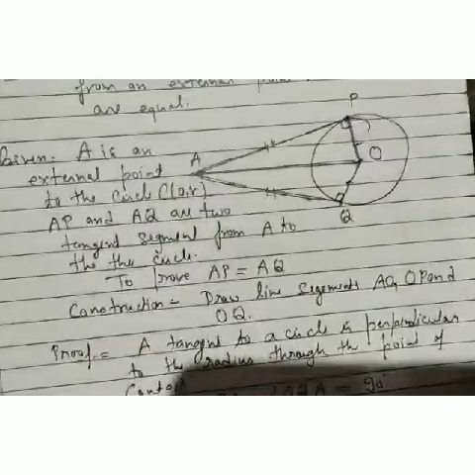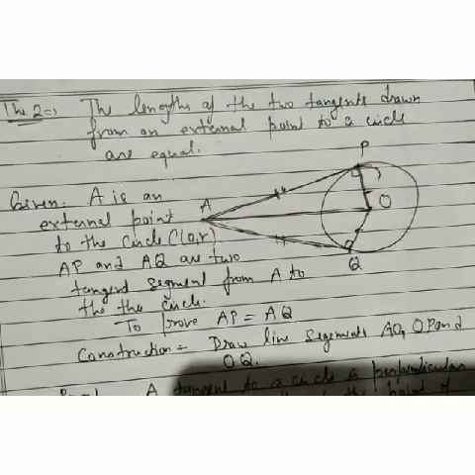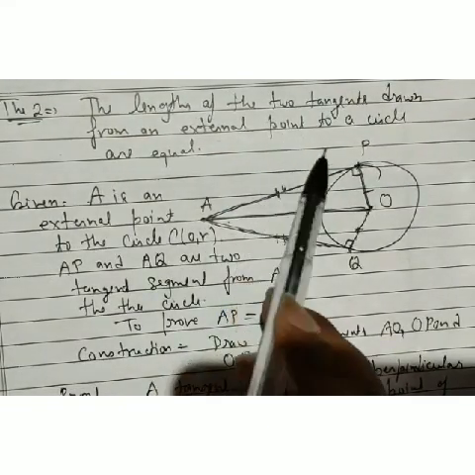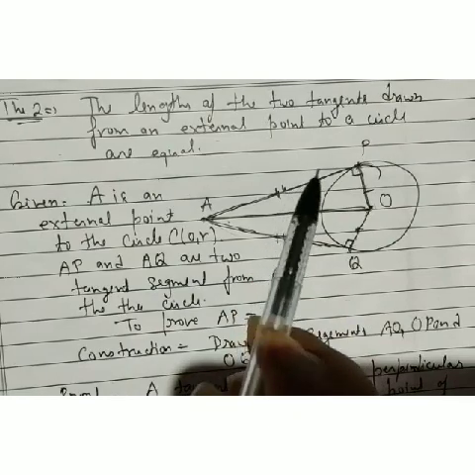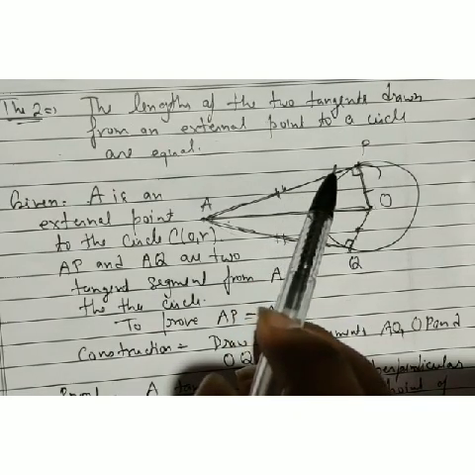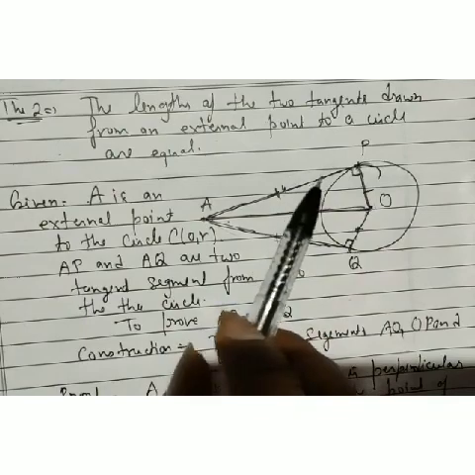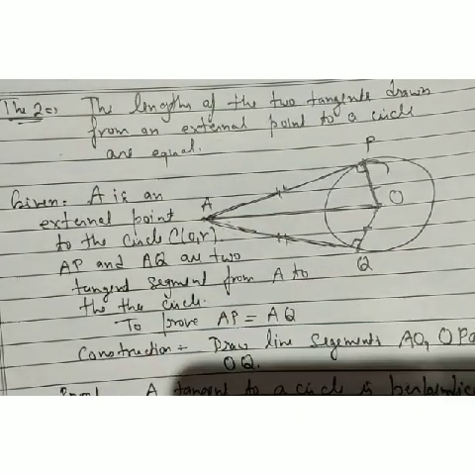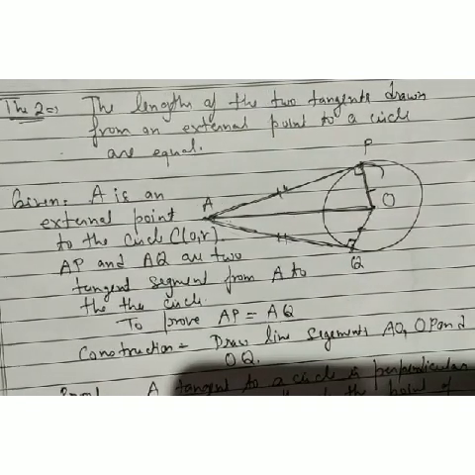And the most important thing we have discussed: if two tangents are drawn to a circle from an external point, then these tangents are equal in length. This is our basic concept that we have discussed today.